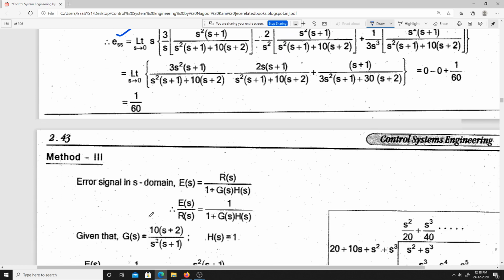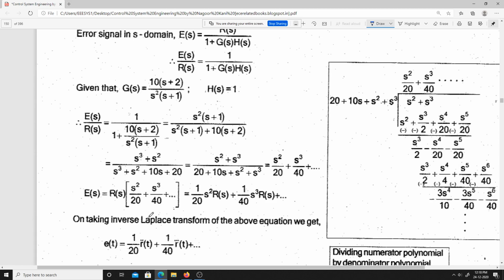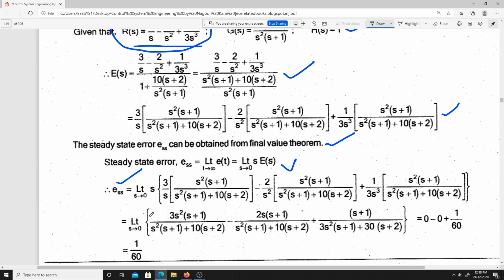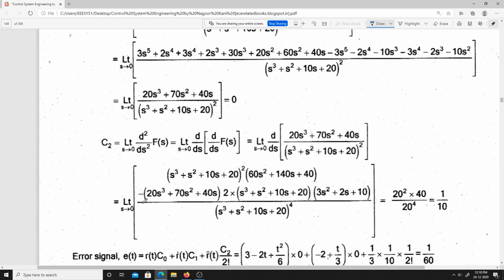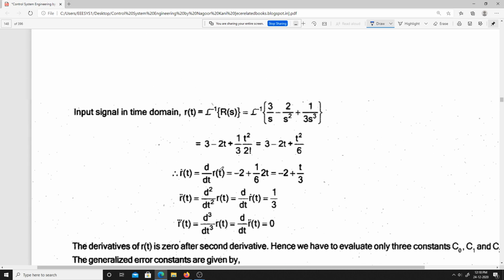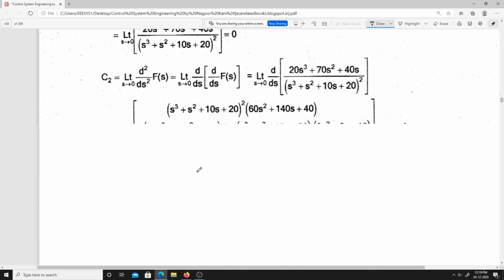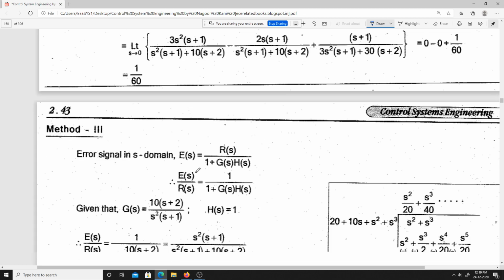That is one method, and there is another method also that we can follow. So we have different methods to get the solution for this particular problem. The generalized error series topic I will discuss later, and we'll focus on it in the next class. Okay, fine.